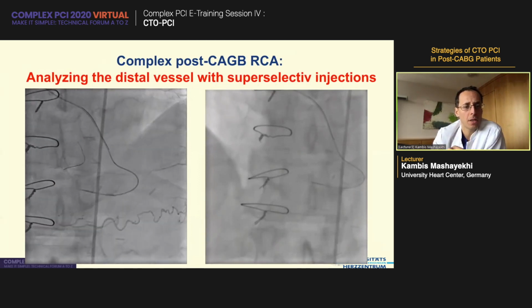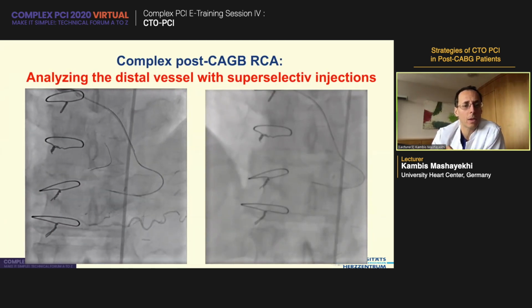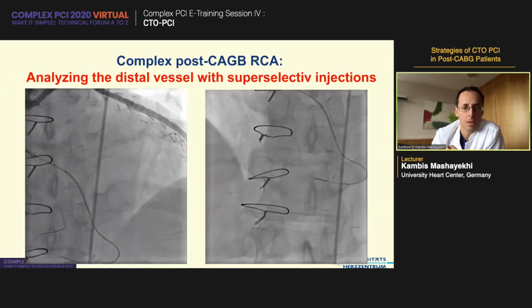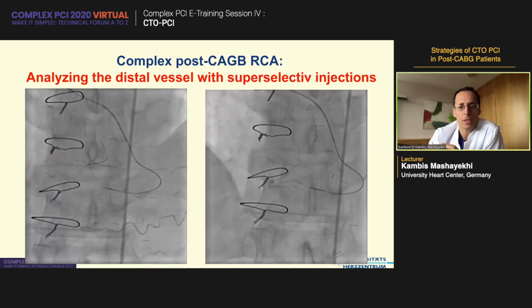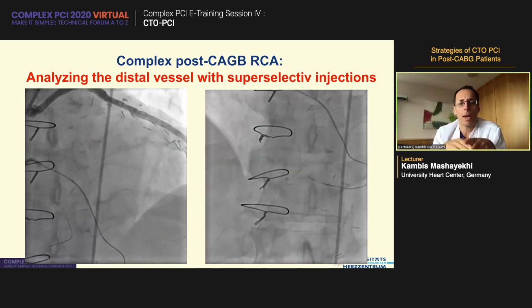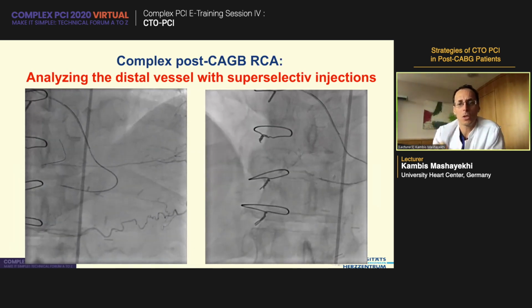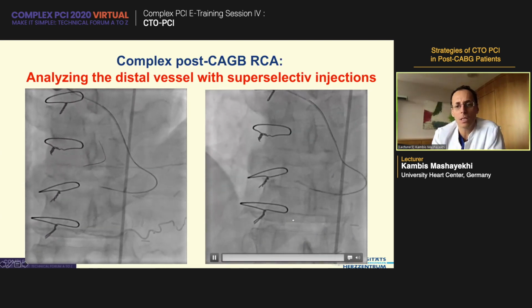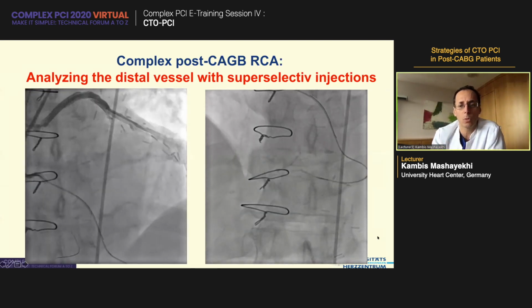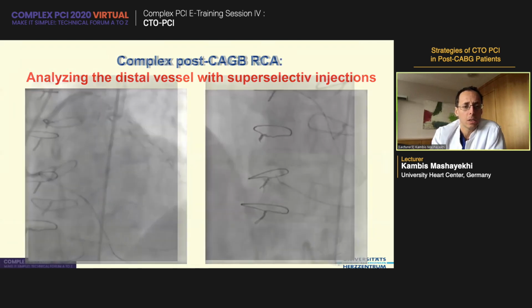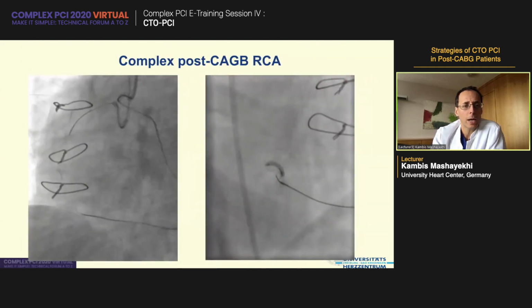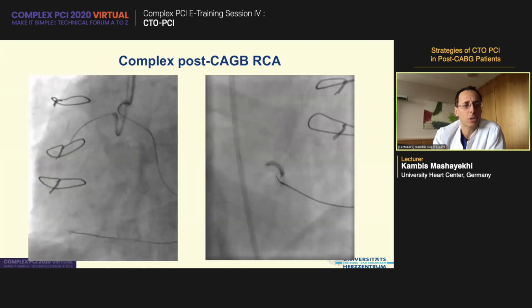a retrograde approach for this CTO. Here you see the wire in the PDA, and it's very important to do a super selective injection to understand better the distal anatomy, because here you see it's a very diffuse distal anatomy, and you have to try to preserve all those branches. So finally, after puncturing retrograde, a second guide was placed, puncturing antegrade.